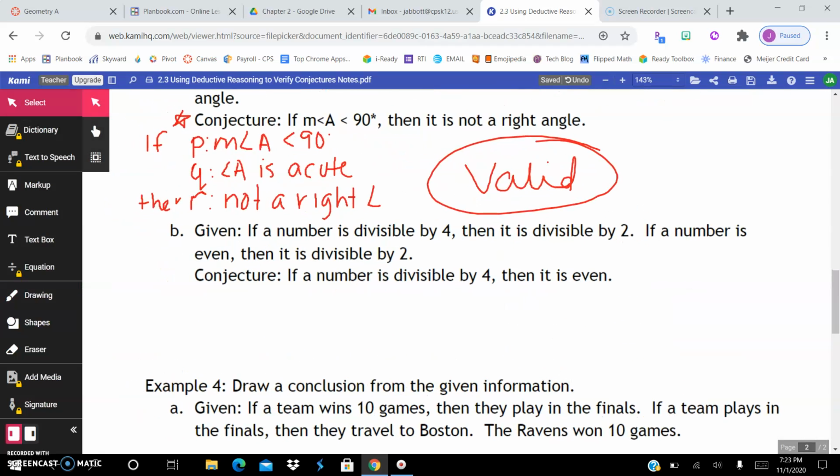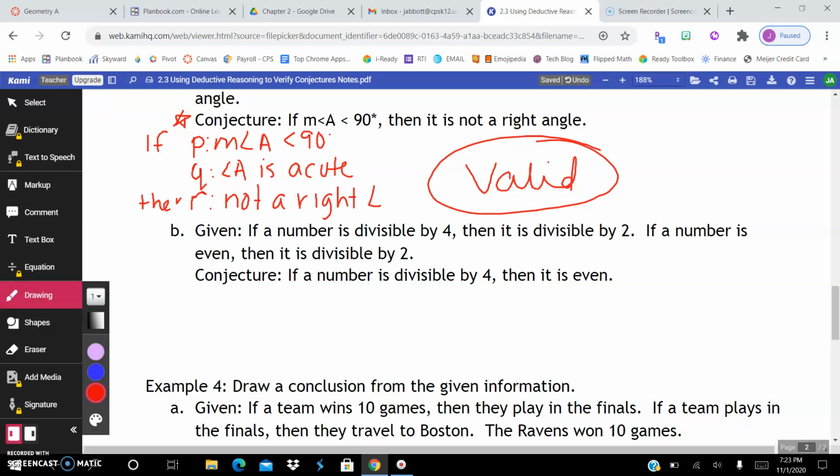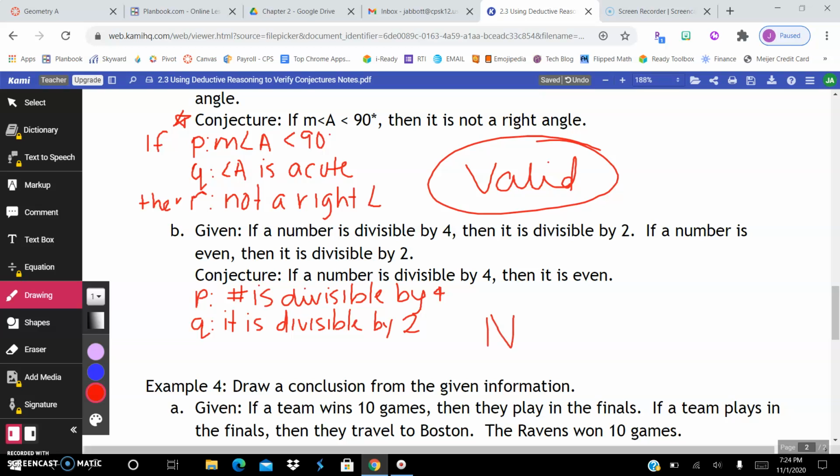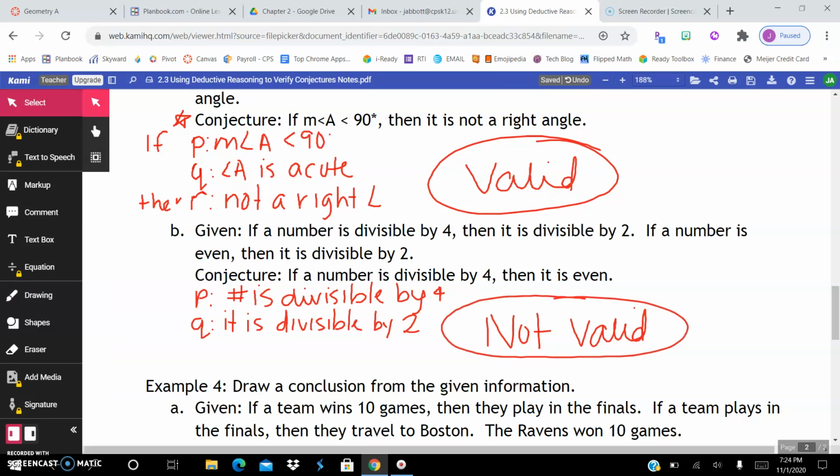For part B, it says given, a number is divisible by 4. So that's our P. Our Q is the then statement, it is divisible by 2. Then our next statement should begin with this Q statement. It starts with if a number is even, but it should say if a number is divisible by 2. So we can stop right there and say that this is not valid. It does not follow the pattern that was given in the law definition. So we can just say it's not valid. We don't have to move any farther.